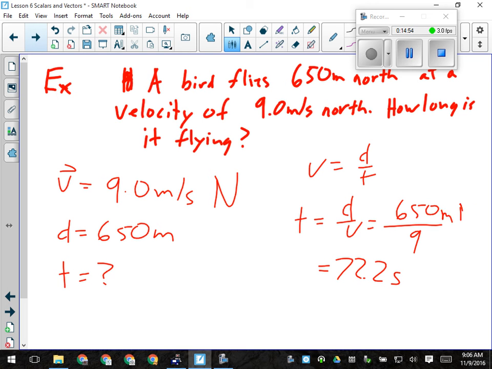This is meters north, this is meters per second north. Meters cancel. Norths cancel. I've got north on top and bottom. Mathematically, that makes it cancel. So time ends up not having a direction.